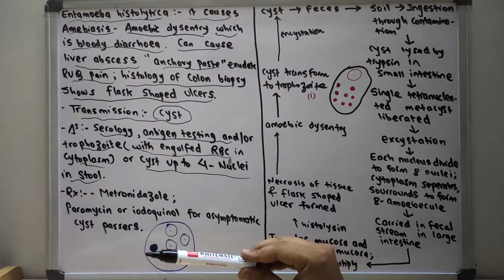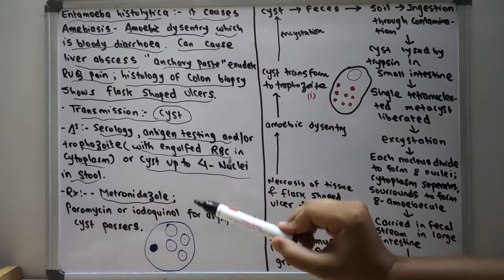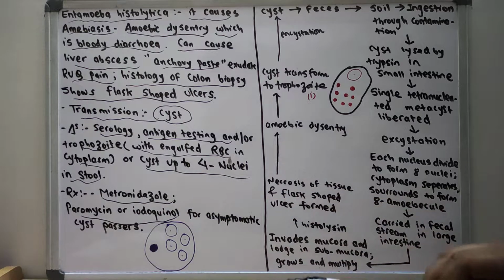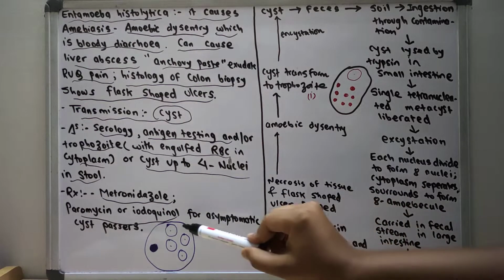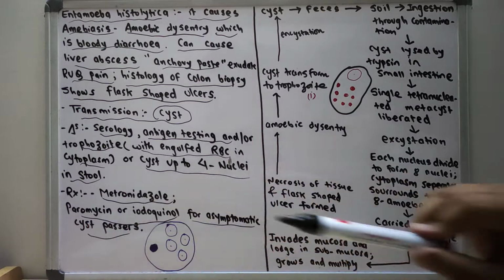In the cyst you can see the 4 nuclei present inside it. So what is the treatment of the amoebiasis? We give metronidazole, and paromomycin or iodoquinol is given for the asymptomatic cyst passers.